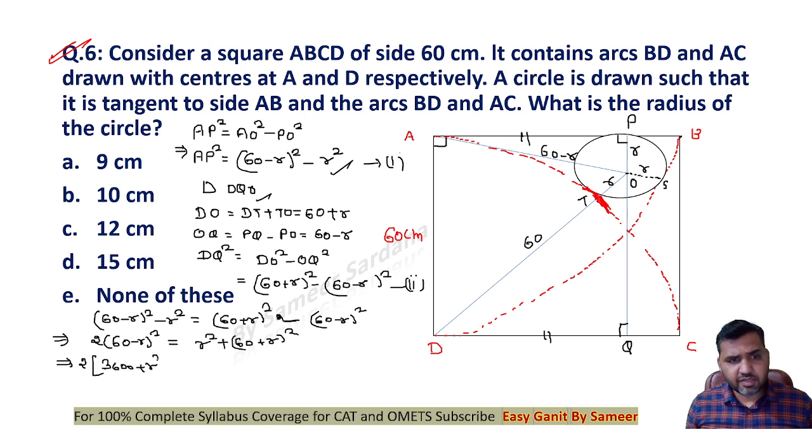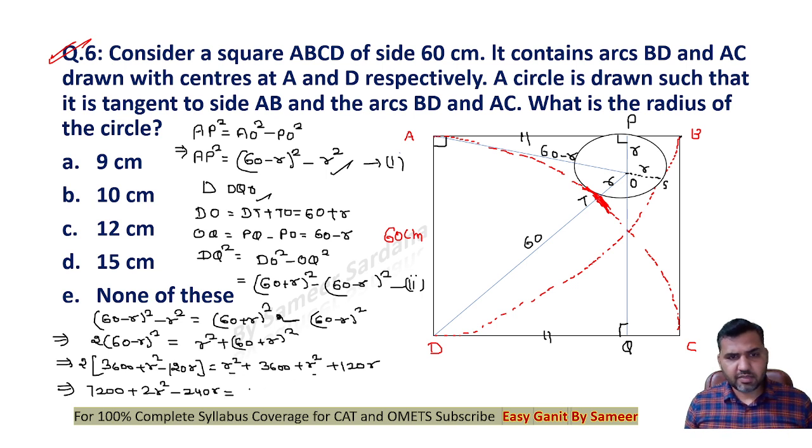This is 2 times of 3600, a square plus b square minus 2 times of ab, that is 120r, is equal to r square plus a square plus b square plus 2 times of ab, right? Now you can see this is 7200 plus 2r square minus 240r is equal to r square plus r square, 2r square plus 120r plus 3600, right? 2r square will get cancelled and you will see that 360r is equal to 3600.